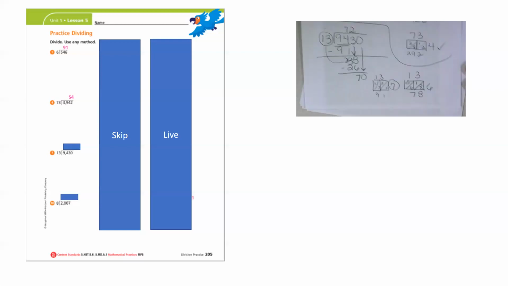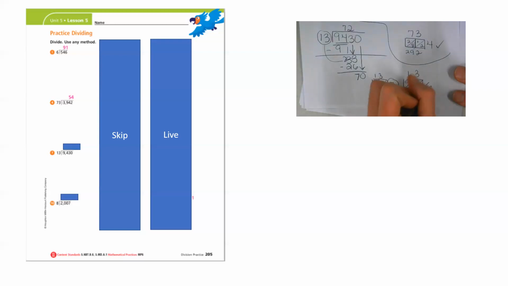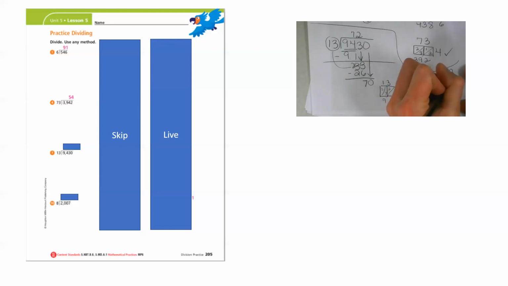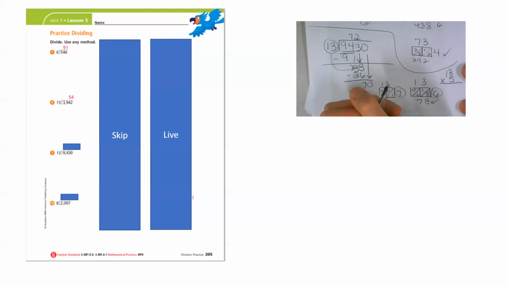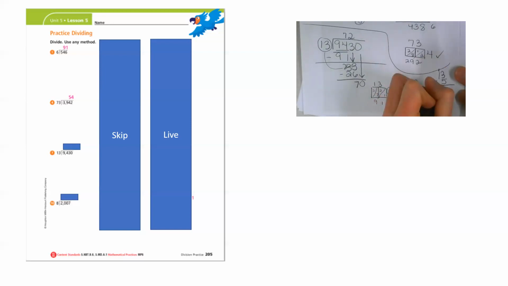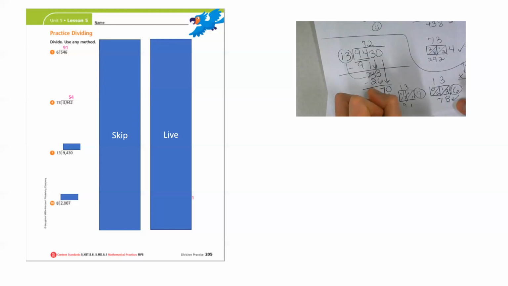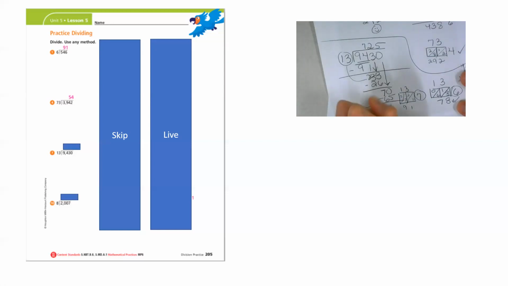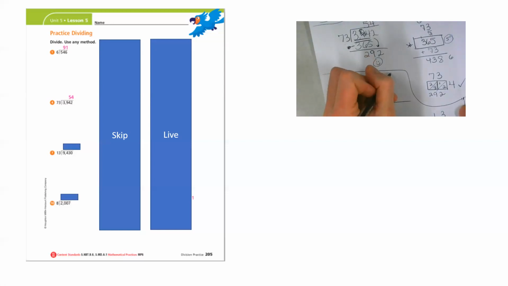70. Did we get close to 70 before? Yeah, right here. 6 is 78. So was that too much? Yes, it is. So we're going to do 13 times 5. 13, 5 times 3 is 15. There's 5 left over. So the remainder is 5.